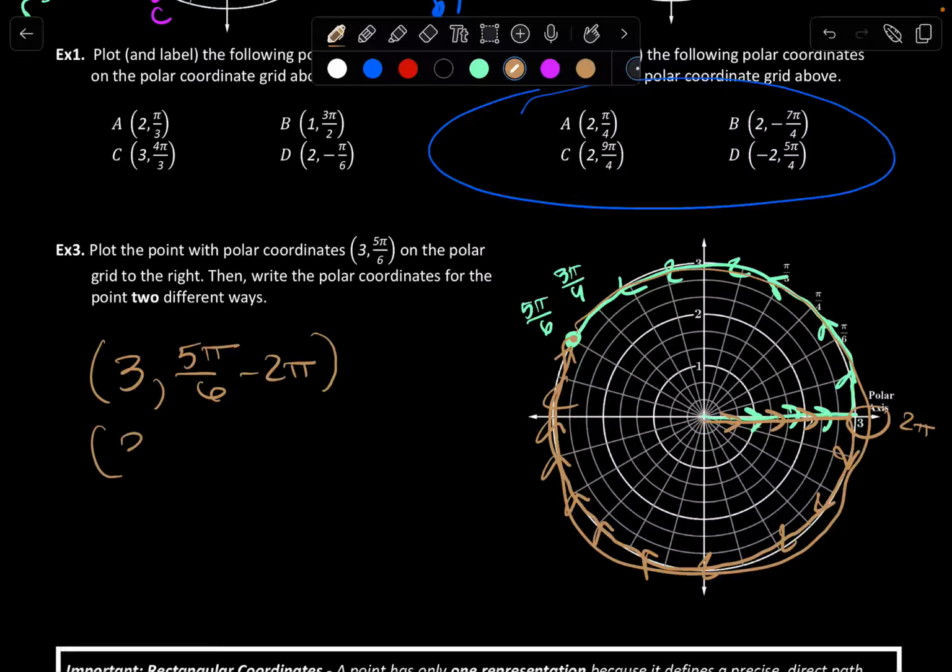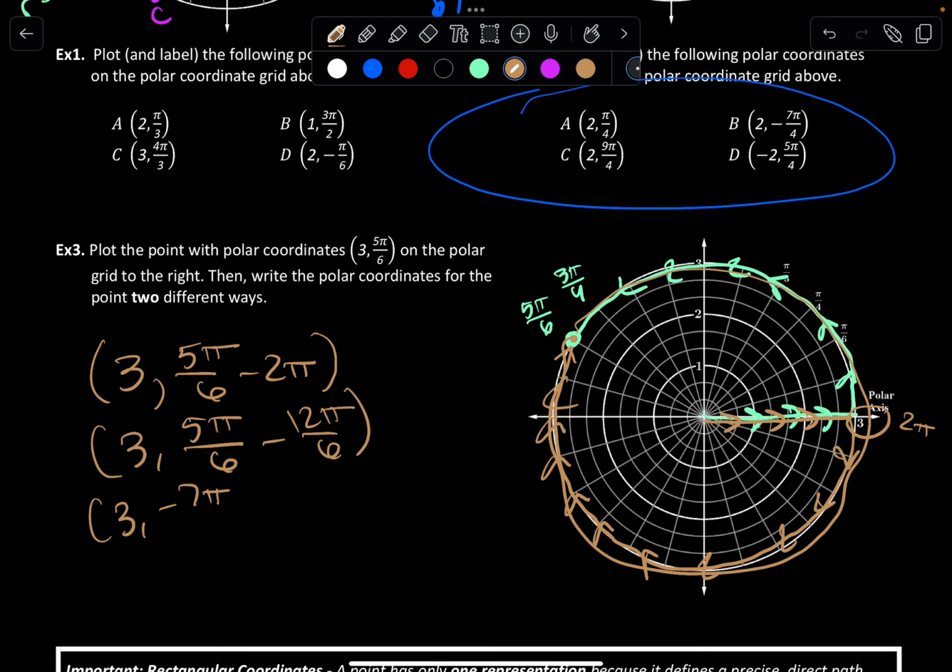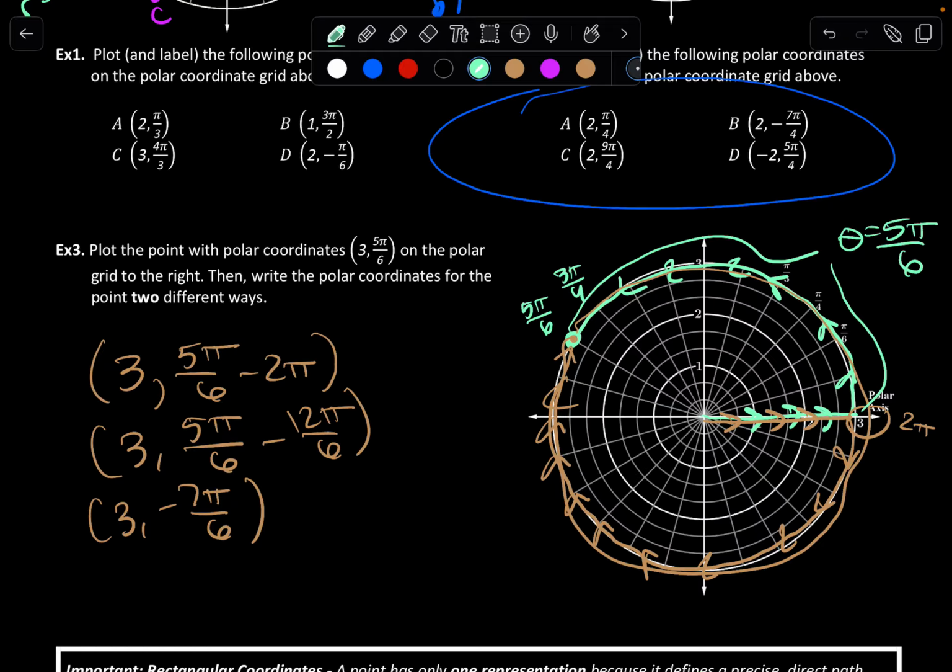Now, to rewrite this, we need a denominator that matches. So we'll do 12 pi over 6, which means 5 pi over 6 minus 12 pi over 6 is going to be negative 7 pi over 6. So that is another way to write that coordinate. On this side over here, theta is equal to 5 pi over 6. And then if we go the opposite direction, theta is equal to negative 7 pi over 6.